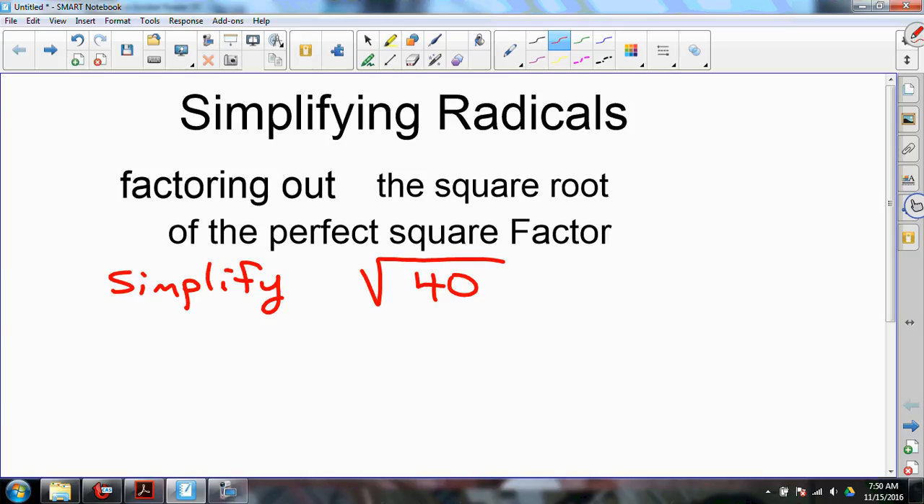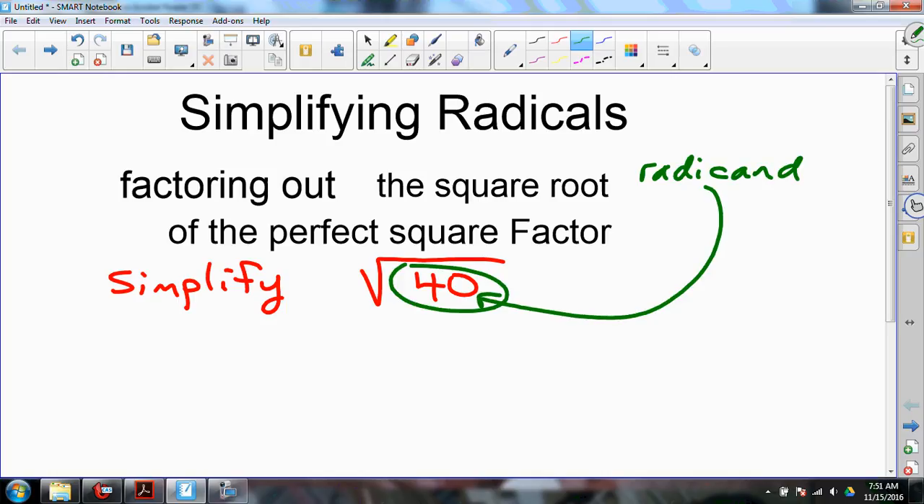Okay? Incidentally, the number 40, the number under the square root, has a special name. If you want to know what it is, it's called the radicand. So if you ever hear me talk about the radicand, which I will in a couple sections down the road, the radicand is simply that number under the square root, in this case, 40. Okay? So what I'm about to do is I'm about to find the radicand's factors. Of course, 40 is 1 and 40, 2 and 20, 4 and 10, and 5 and 8.